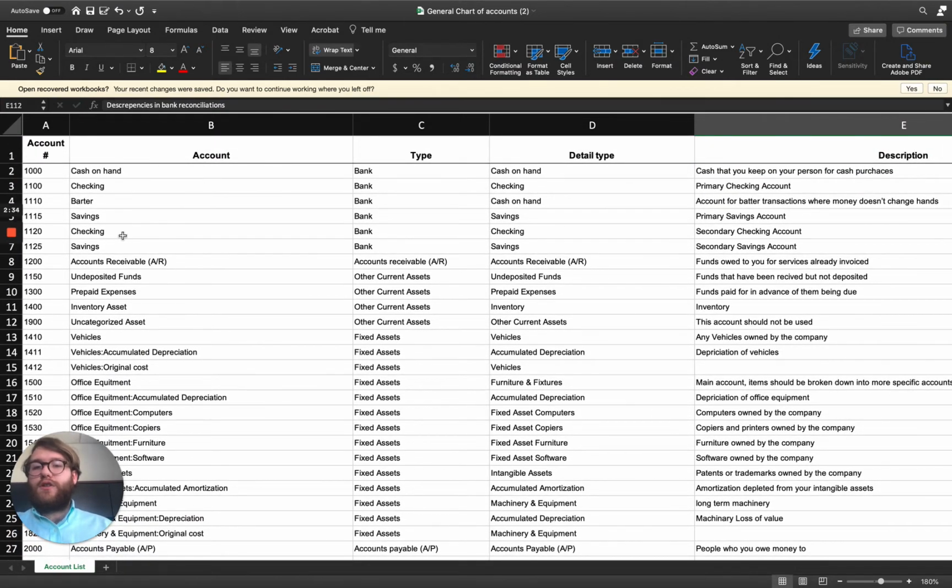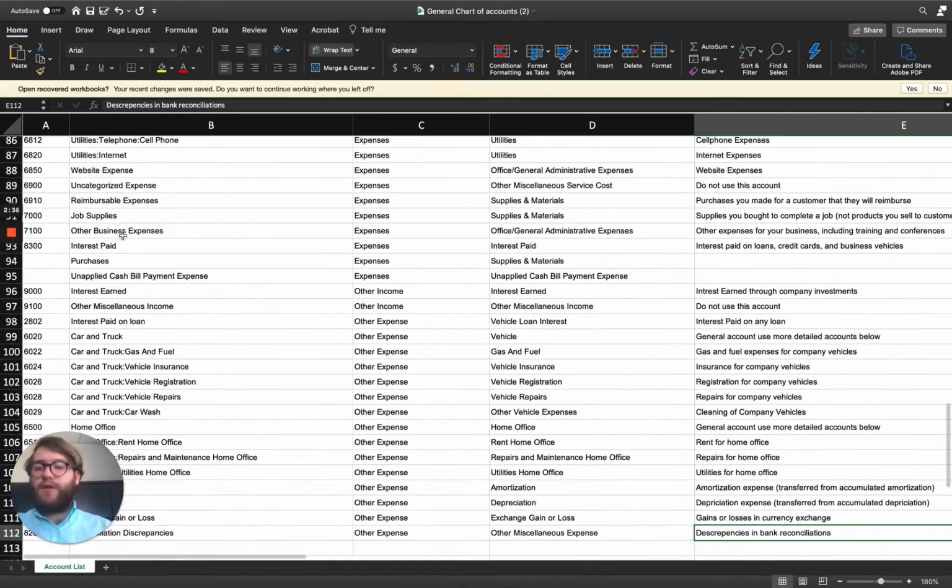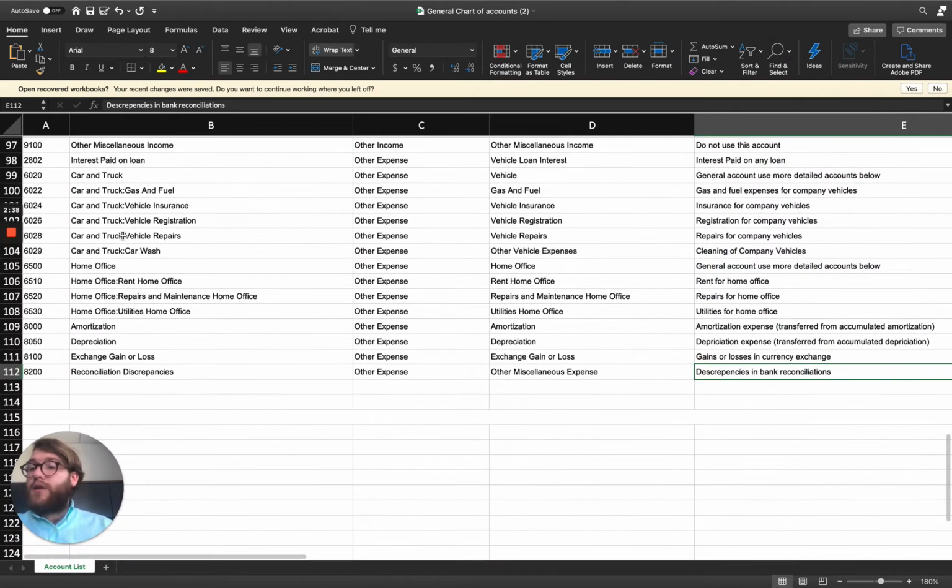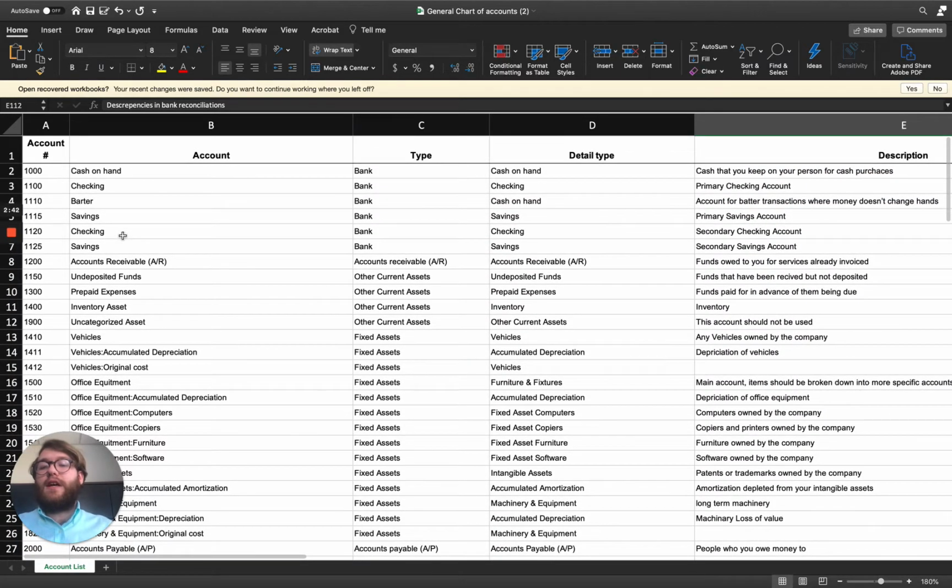So I'm going to start at the top here and slowly go through this list. There are more accounts than some people need. There are missing accounts that some people need. So this is not a perfect chart of accounts. You still need to customize this to you. This is just what we start out with.